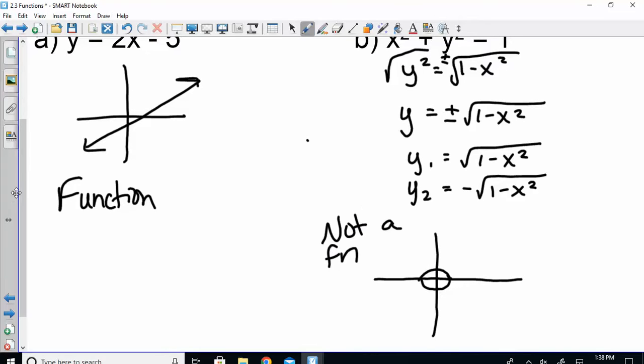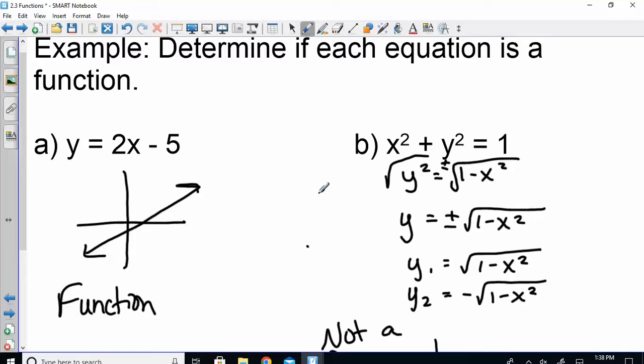Can you tell me from this equation what makes it not a function? Does not pass the vertical line. Is there a way you could have predicted that just looking at the original? When you solve for x, you had that plus and minus. If you have an x to an even power, x squared, x to the fourth, x to the sixth, you'll always get that plus and minus, and it's not going to be a function.